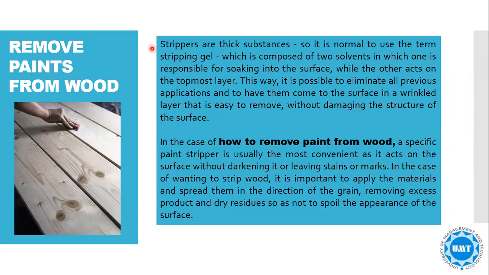If you're going to remove paint from different surfaces, what are the application methods? Strippers are a thick substance, so it's normal to use the term stripper gel, which is composed of two solvents. One is responsible for soaking into the surface, while the other acts on the topmost layer. This way, it's possible to eliminate all the previous applications and have them come to the surface in a wrinkled layer that is easy to remove without damaging the structure of the surface.